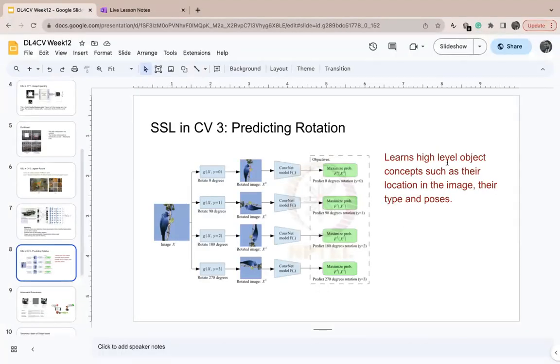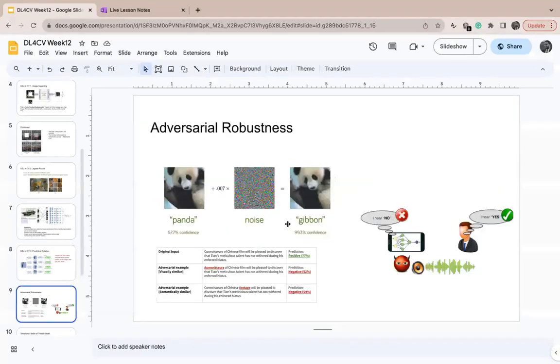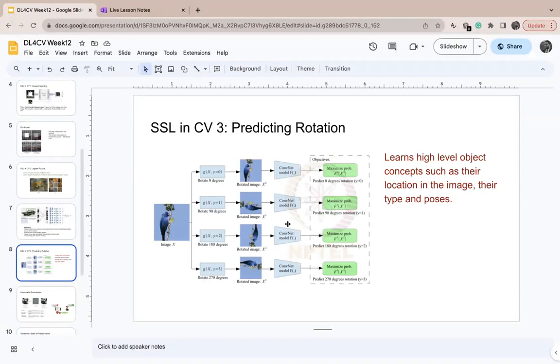So it learns high-level object concepts such as their location in the image and their type and their poses. You can see there's a bird and it is getting rotated and passed to a network, and the objective is to predict 0-degree rotation, and then to predict 90-degree rotation, and so on. Yeah, the labels will be like 0, 1, 2, 3, because we don't really put the labels as cat or dog. If we are predicting cats and dogs, we just put numbers corresponding to that. That's why we have numbers corresponding to each degree.